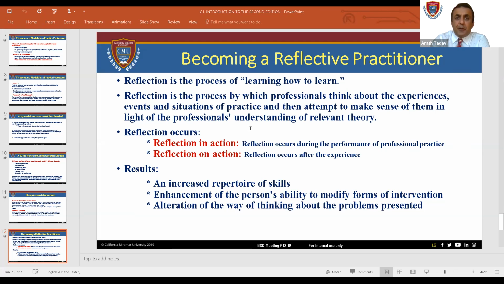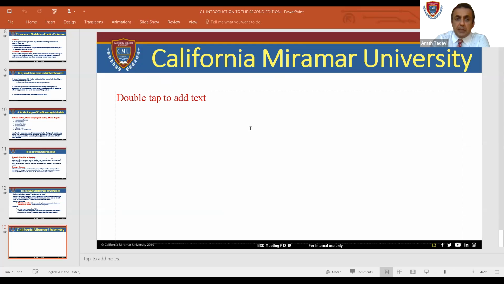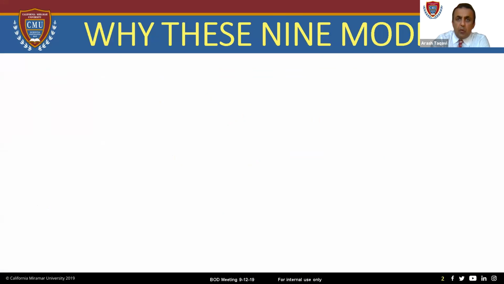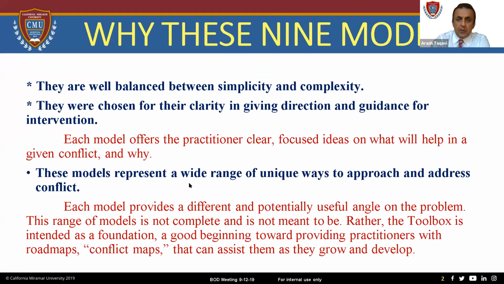So please, after ending this session, go to the internet and look up the reflective practitioner. Okay. Chapter 2 is very simple, because chapter 3 is only your case study, so please go to your book and read your case study. It isn't important to go over it here. In chapter 2, we have a total presentation of the models. Why do we use these models?